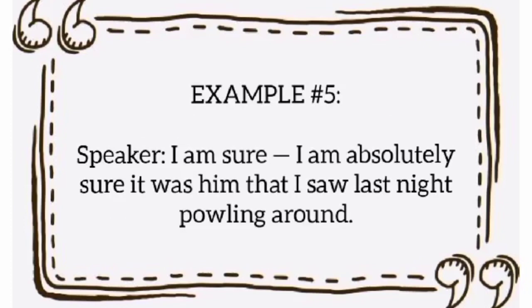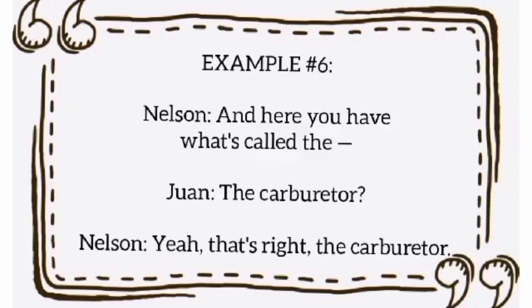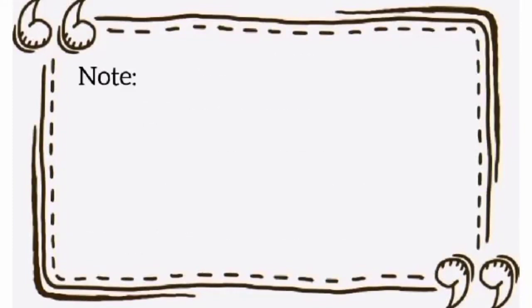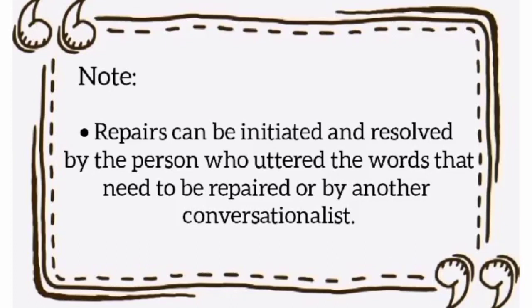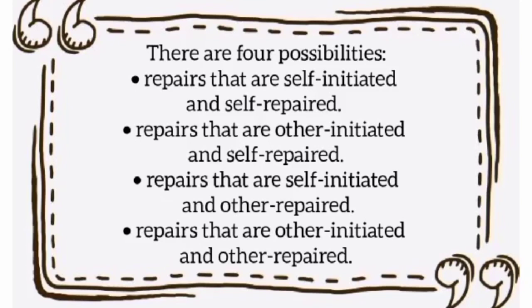Example number 5. Speaker: I am absolutely sure it was him that I saw last night prowling around. Example number 6. Nelson: and here you have what's called the Juan. The carburetor? Nelson: yeah, that's right, the carburetor. Notes: repairs can be initiated and resolved by the person who uttered the words that need to be repaired, or by another conversationalist. There are 4 possibilities.